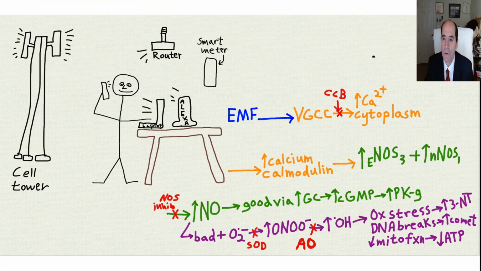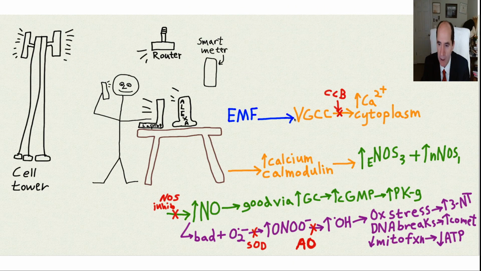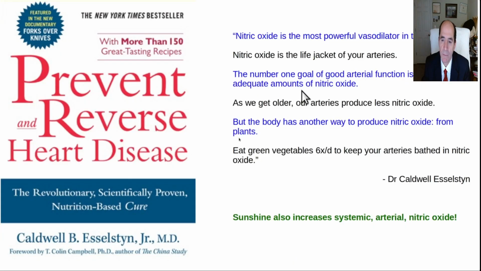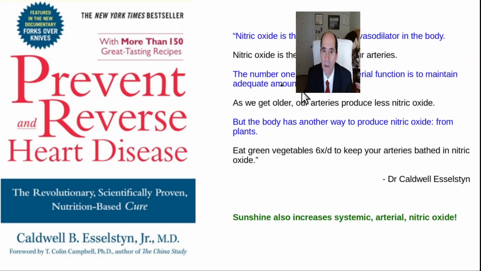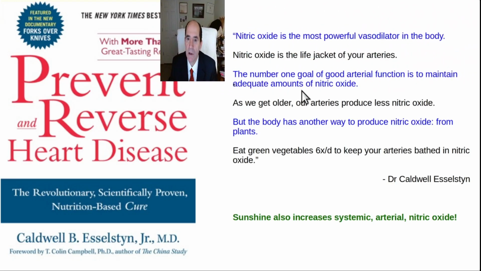Okay, this is just showing that EMF opens up voltage-gated calcium channels, and then the progressive sequela from that. We know from Esselstyn you can reverse coronary artery disease. He talks about what a wonderful thing nitric oxide is, but he's talking about endothelial nitric oxide. He doesn't talk about neuronal or inducible because he knows nobody knows about those things. He probably doesn't know about them, okay?